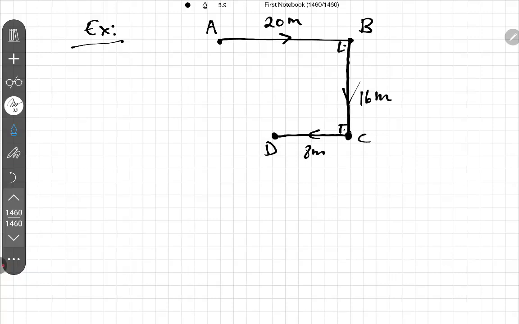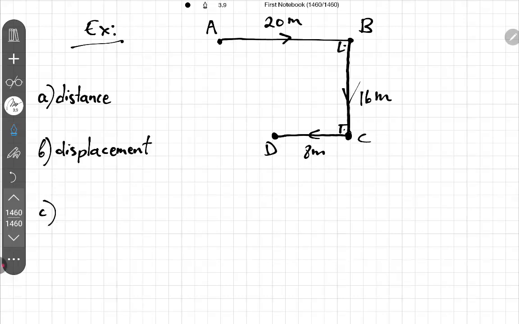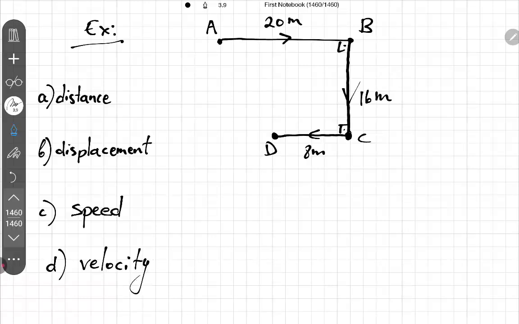So the question is, try to find out: A, find out the distance. B, find out the displacement. And C, find out the speed. And D, find out the velocity of the object. And of course, we should give the time needed for the entire motion. So let's say that the time needed for motion is 5 seconds. I mean that it takes 5 seconds to travel from point A to the point D. So the total time is 5 seconds.